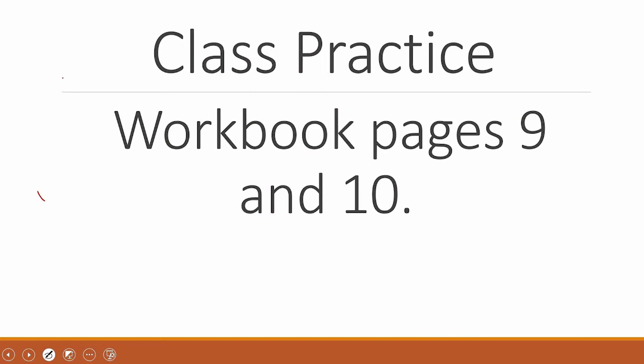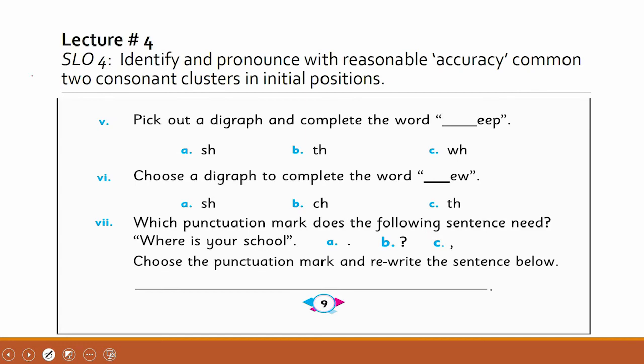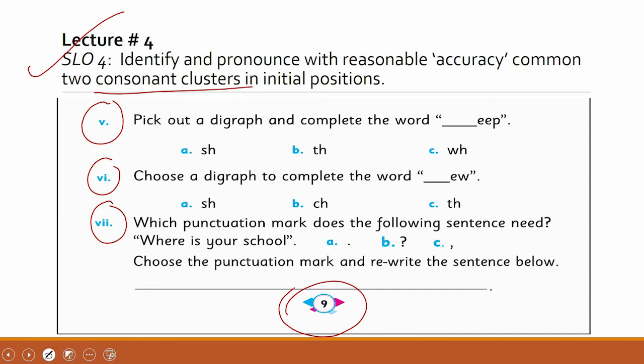Now let's do the class practice together. Open your workbook pages 9 and 10. The SLO keeps coming on the screen again so that you can remember what we are doing. We are doing consonant clusters. We are going to do parts 5, 6 and 7 of page number 9 of the workbook. I hope you all have it in front of you. So let's read it out loud and circle the right answers. Pick out a digraph and complete the word: dash eep. We have 3 options.